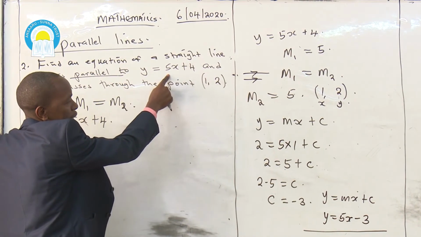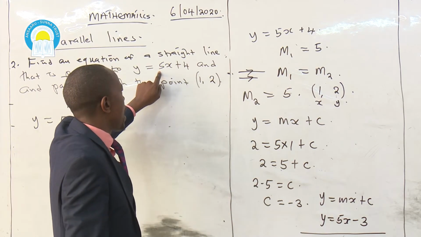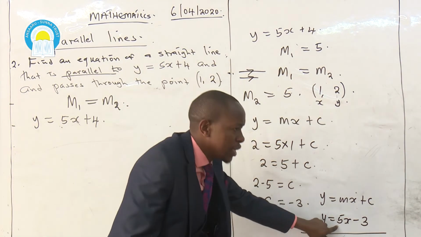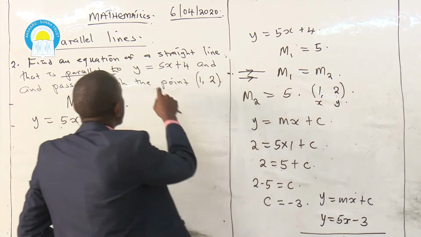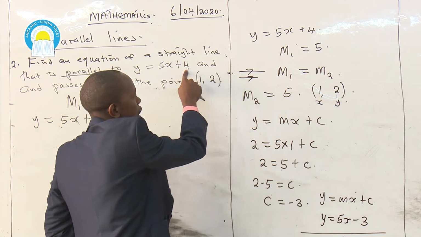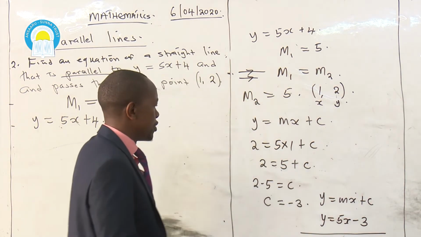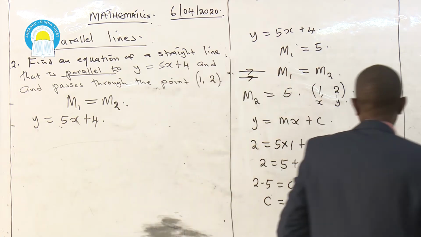We said they have the same gradient. In line 1, the gradient is 5. And in line 2, the gradient is 5. But their constants are different. This is constant 5, constant 4, and the y-intercept there is negative 3.